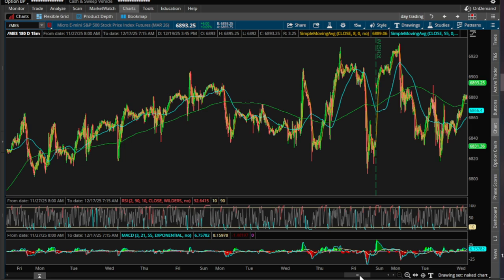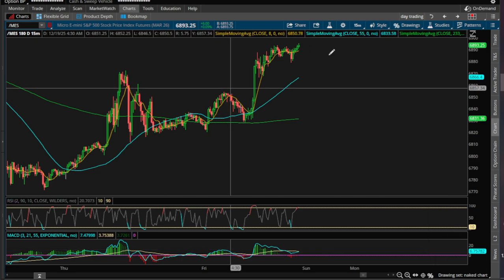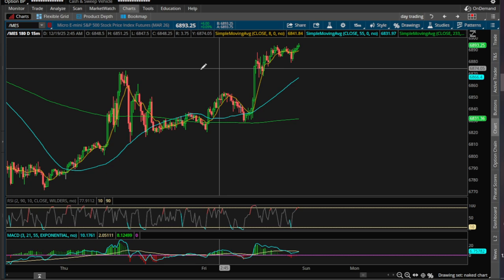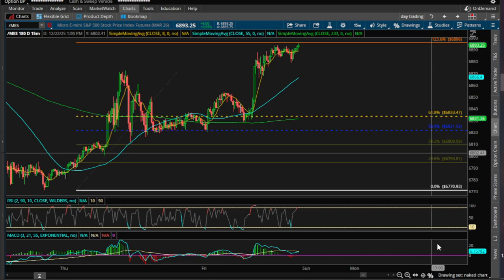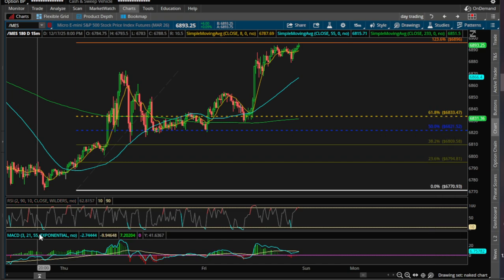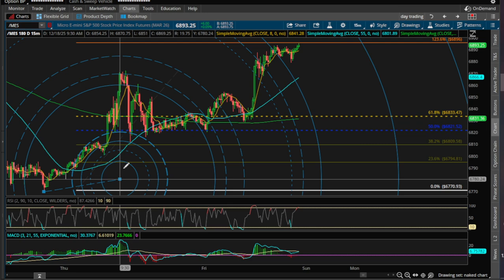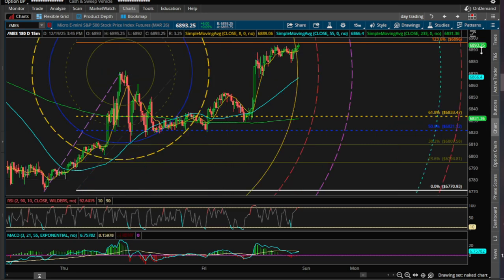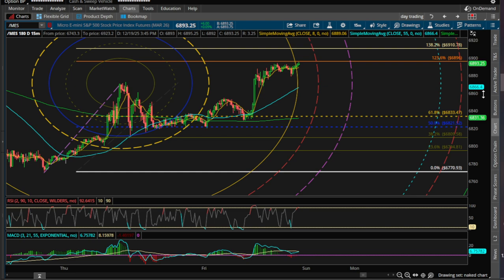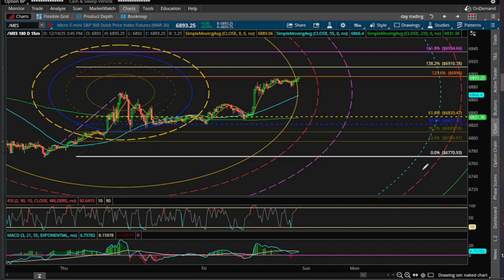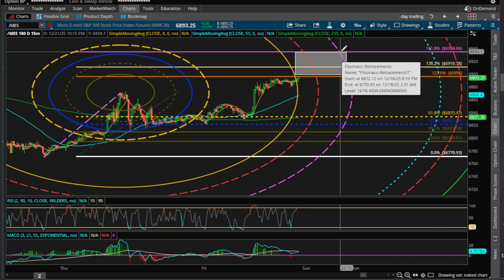So this is the move we're looking at. So yeah, it's a little different from the SPX because we had a continuation in price action after hours. So we're right on the 123.6. This is from December 17th low to our V wave. Still looking at this zone here. The high is 69.34.